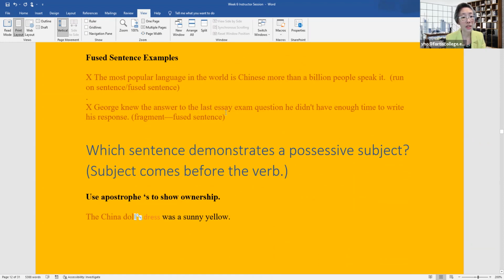George knew the answer to the last exam question. It's missing punctuation here. He didn't have enough time to write his response. So when you're missing punctuation, that's known as a fused sentence because the two sentences are fused together, and then you have a run-on sentence, which is incorrect.